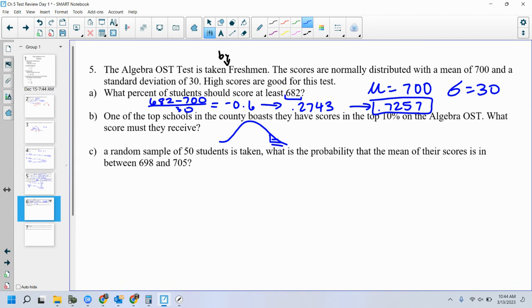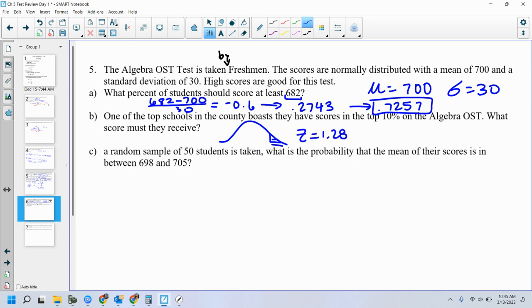1.28. Looks like 1.28 is closer. Would you guys agree? 1.105, 1.1. Oh no, that's wrong. Yeah, that's wrong. I'm going to say 1.28 because 0.8997 is 1.28 and 0.9015 is 1.29. So I'm going to say 1.28. So this has a z-score of 1.28.